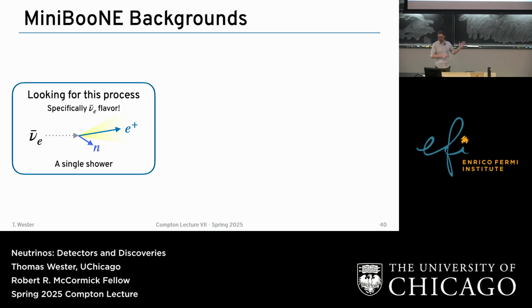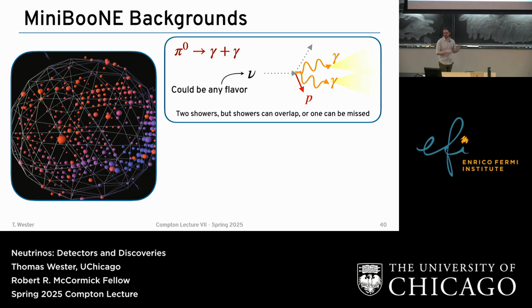So just a little bit more about this, to say explicitly, MiniBooNE is looking for this process, the anti-electron neutrino producing a positron, which produces a single electromagnetic shower. On the other hand, you can have this pi 0 process, which produces 2 photons. I've drawn that here as the neutrino coming in. It scatters with a proton, and there's a pi zero, but it doesn't live very long. It has a very short decay time, so it immediately decays to 2 photons.